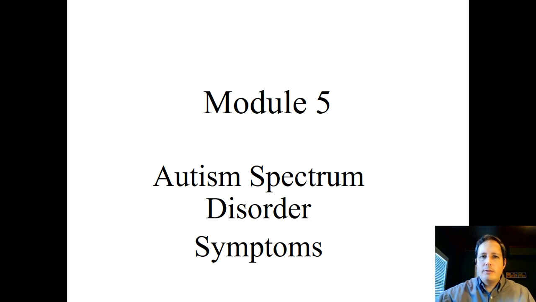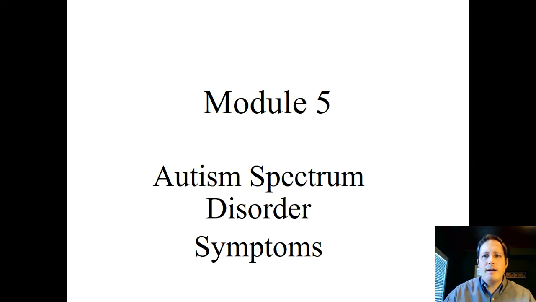So now we're going to focus in Module 5 on autism spectrum disorder and some of the symptoms in this particular module, and then we'll get into the causes and treatment in our last module, in Module 6. When we talk about autism spectrum disorder, we're talking about a disorder that falls along a spectrum of severity. It begins early in life and involves impairment in social interaction, social communication, and restricted or repetitive type behaviors.